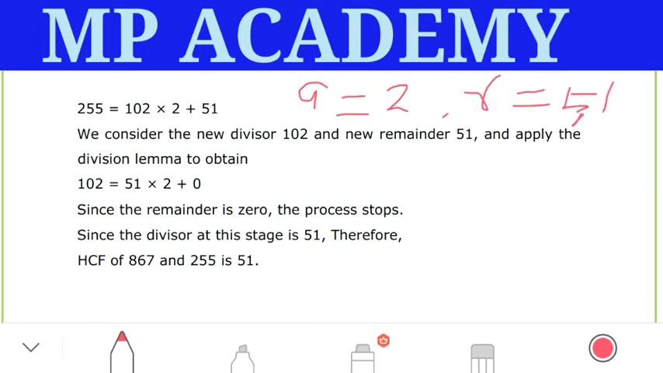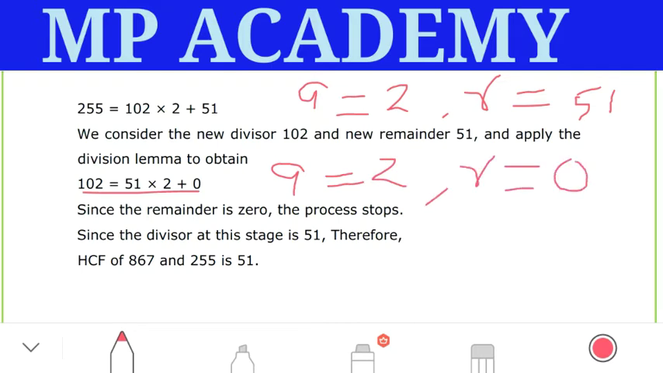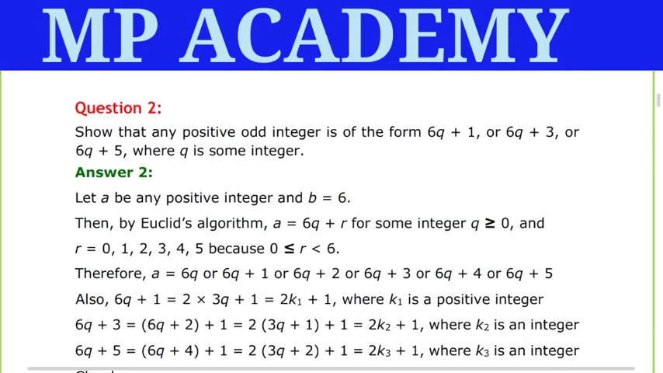Okay, now 51 is again not equal to 0, so we have to again apply Euclid's division lemma. Now we divide 102 by 51, then quotient equal to 2 and remainder equal to 0. Remainder equal to 0, so 102 equal to 51 into 2 plus 0. Now remainder is 0, so I stop this process, and HCF of 867 and 255 equal to 51.